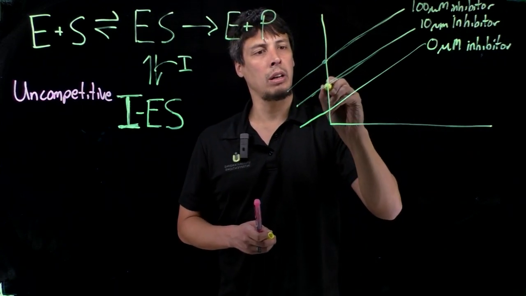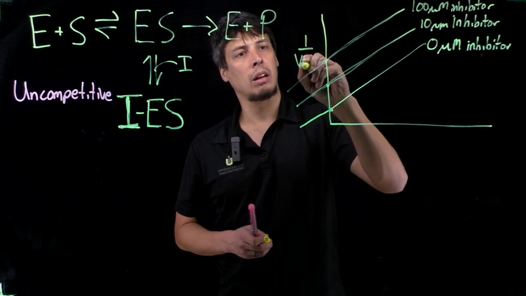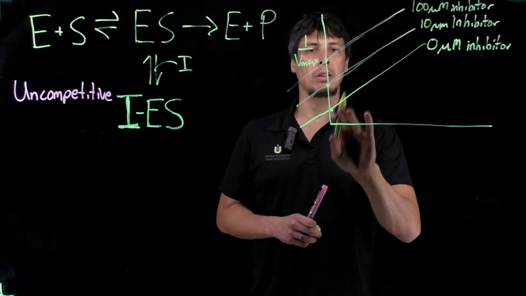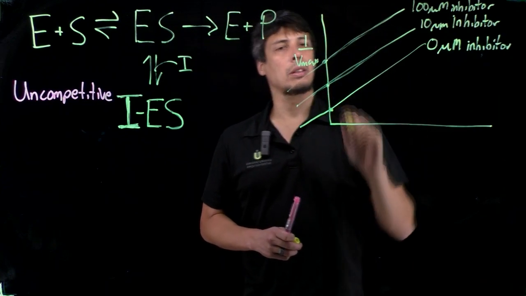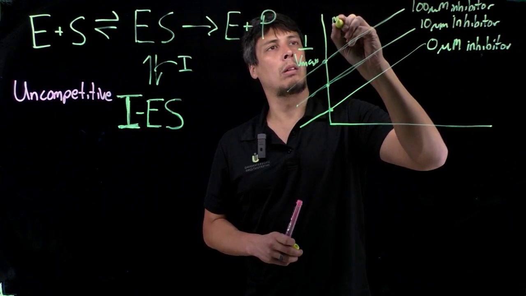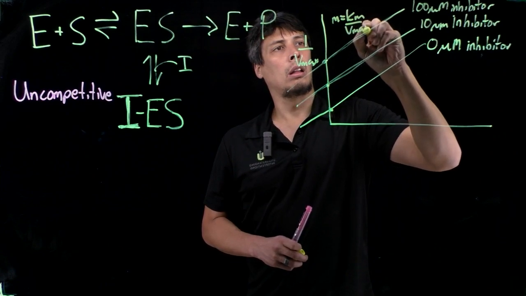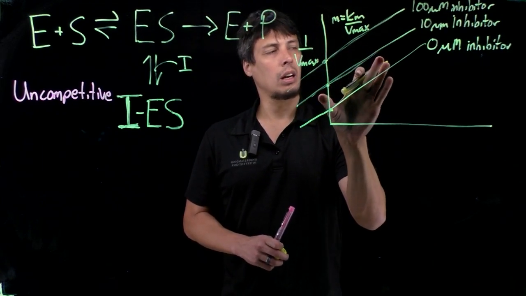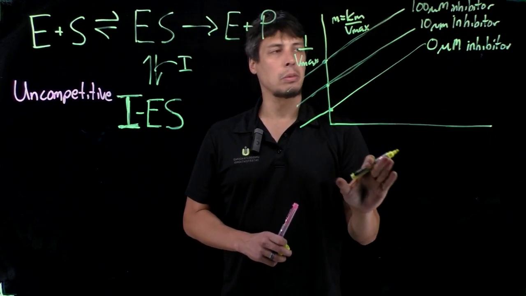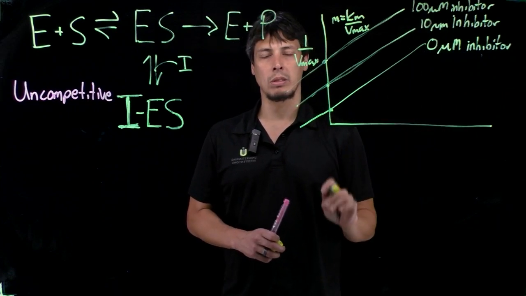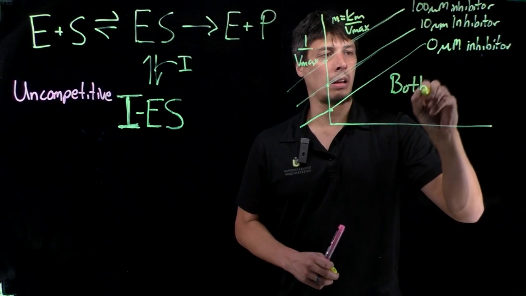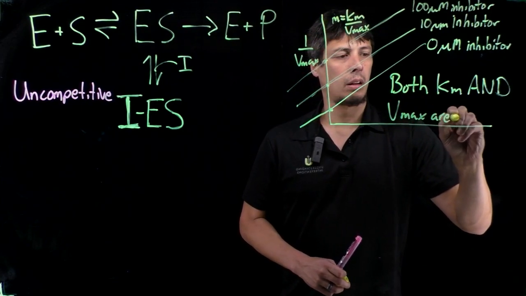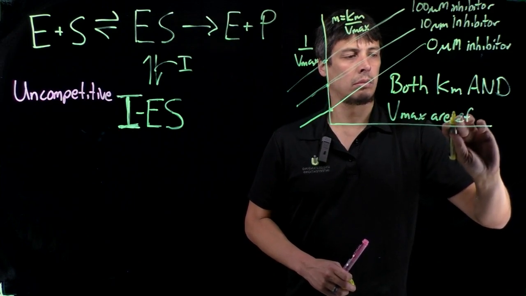Remember that the y-intercept is 1 over Vmax, so that means that the Vmax is changing as the inhibitor concentration increases from this value, and it's increasing upwards. But the slope is remaining the same, so that means that the Km is changing in conjunction with Vmax. So that keeps the slope constant for all of these, which causes this parallel arrangement of the three lines as inhibitor concentration increases. So in this one, both Km and Vmax are affected.